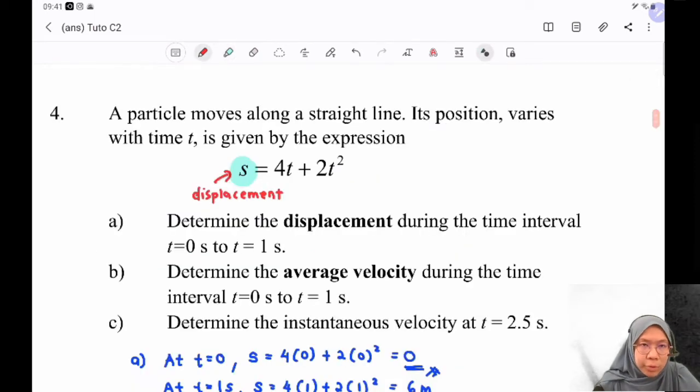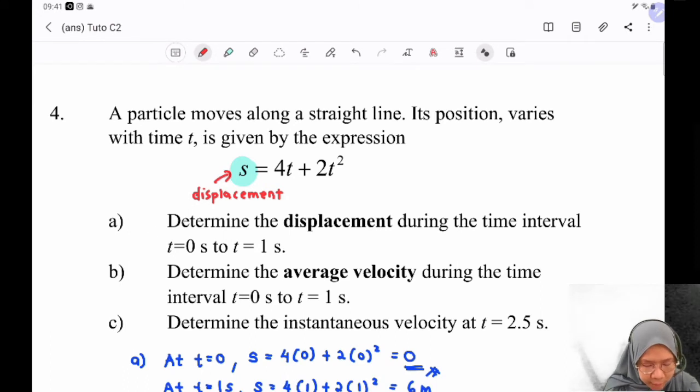Okay, right now we go to number 4. A particle moves along a straight line, its position varies with time. So, dia punya jarak tu varies, berbeza mengikut masa. Dan diberi dengan expression S equals to 4T plus 2T squared. So, di sini awak diberikan equation untuk displacement.